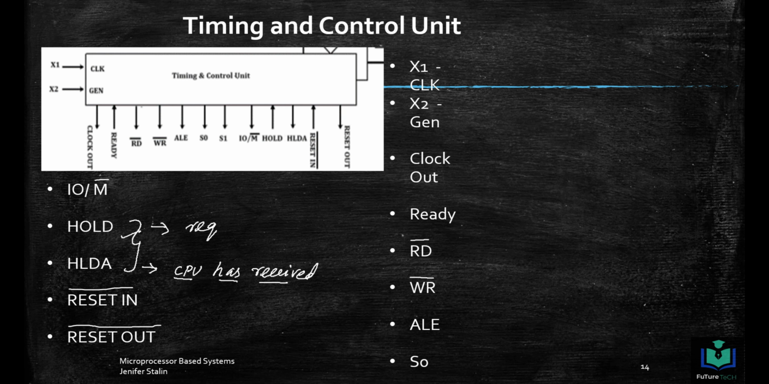There are another two signals, reset in and reset out. Reset in is used to reset the microprocessor by setting the program counter to 0, and reset out is used to reset the connected devices when the microprocessor is reset.